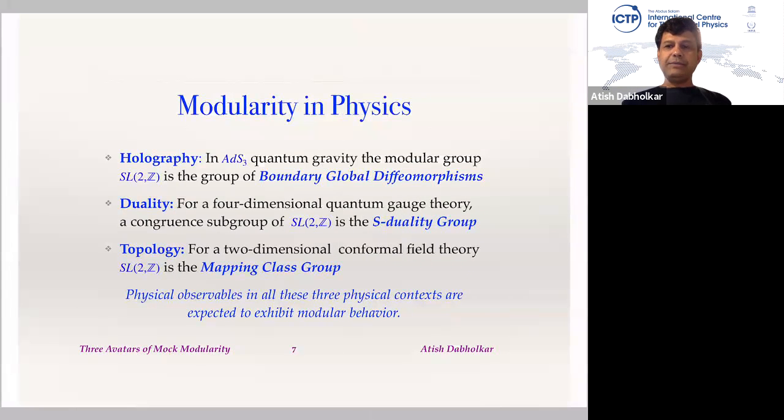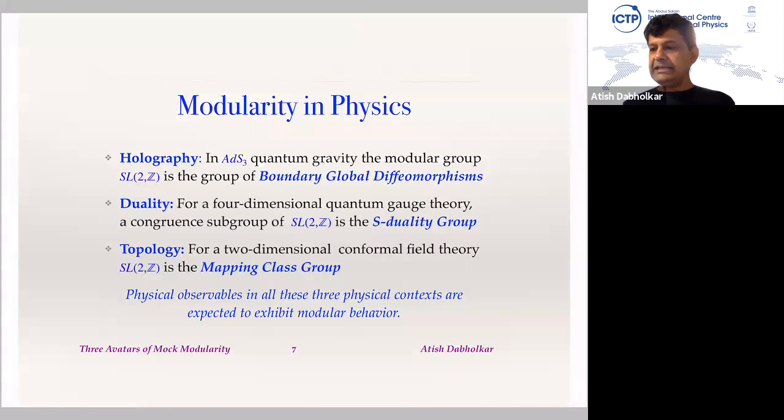So why do we worry about modularity as physicists? Because now we know that modularity is really very important. It's of course very important in mathematics and in number theory. But in physics, there are three contexts in which modularity has appeared. One is holography, especially in AdS3 quantum gravity.